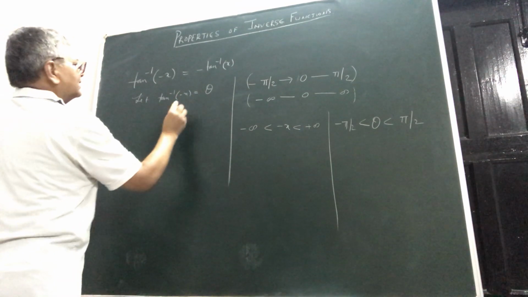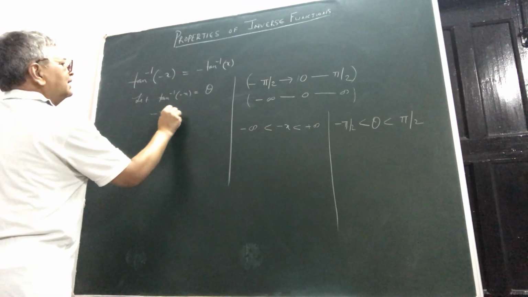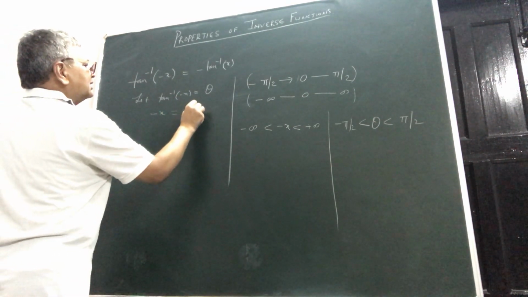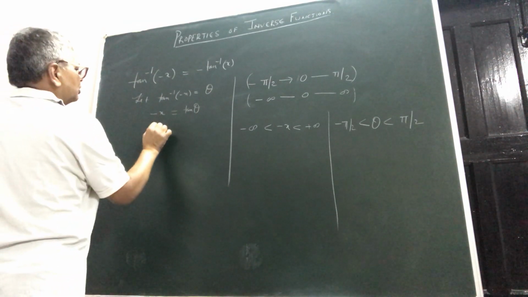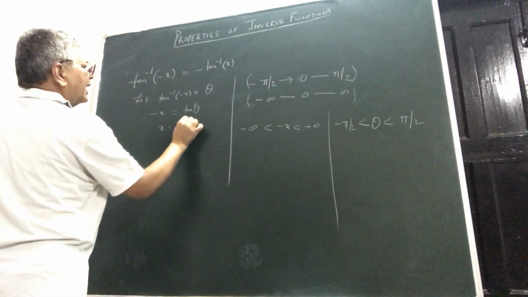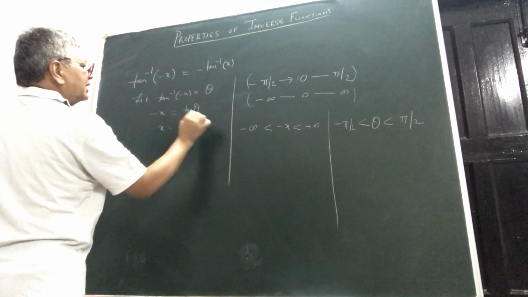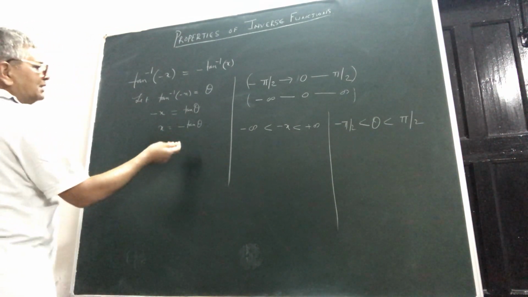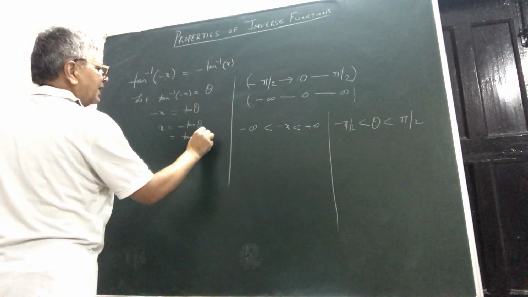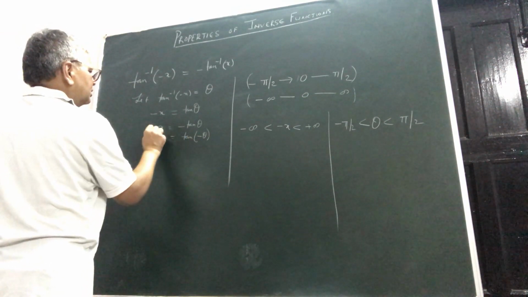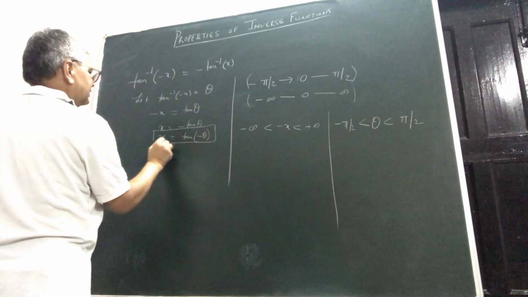So tan inverse minus x is equal to theta. This implies minus x is equal to tangent theta. So x will be equal to minus tangent theta. And minus tangent theta we can write as tangent of minus theta, so x is equal to tangent of minus theta. Let us come till this stage.